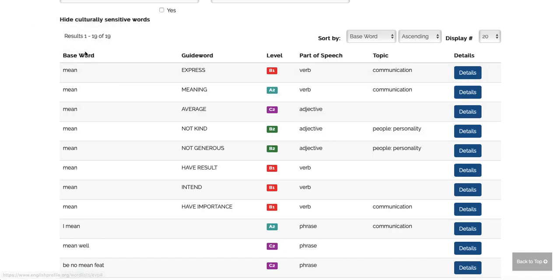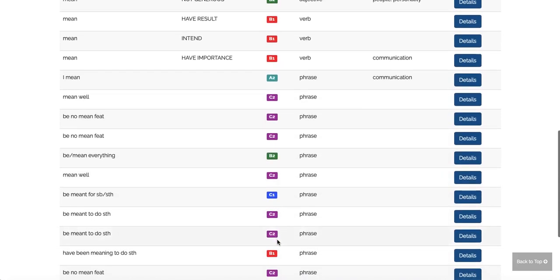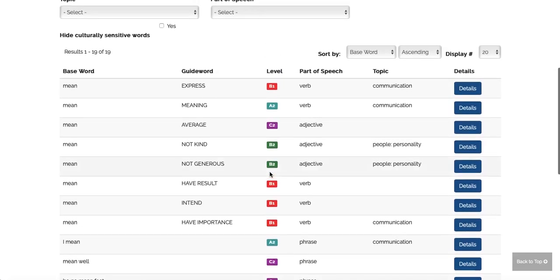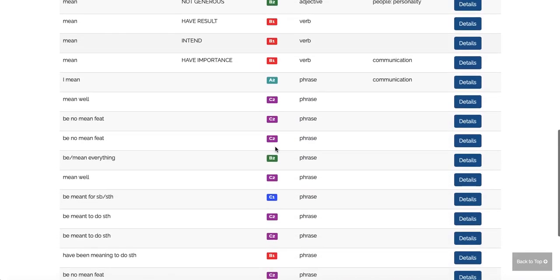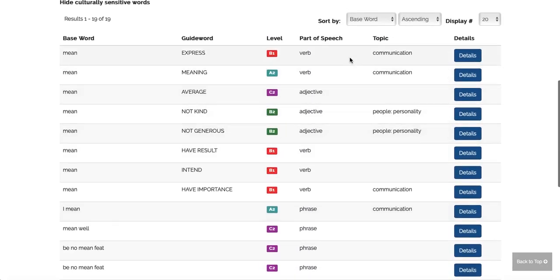And here the first column shows the base word, mean in our case, and the guide word. These are approximately the field the word belongs to. Then we have the level, and it is given in colors, so it is easier to understand and to find. For instance, if you focus on level B2, visually you can do it quicker. Then the next column shows the part of speech the word is, and finally the topic it belongs to.